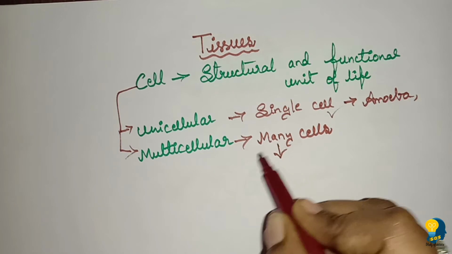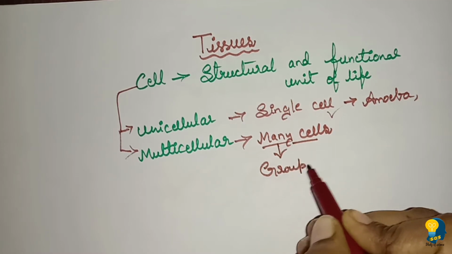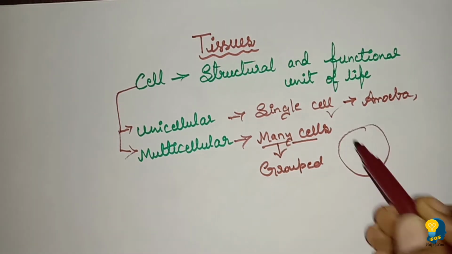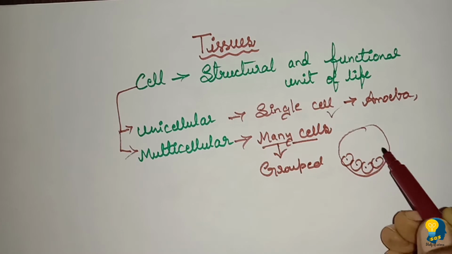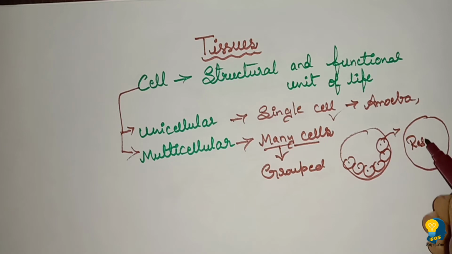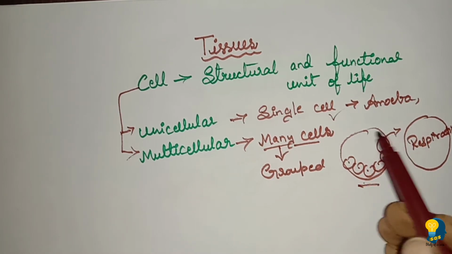Here the cells are grouped. There are so many cells present in the multicellular organism, and these cells are grouped to perform the set of functions, as I told you, digestion, excretion, and so on. A group of cells join together to perform a specific function. For example, here is a group of cells which perform only the activity of digestion. They will not be involved in respiration. The cells involved in respiration only perform respiration. They will not be involved in digestion. So a group of cells performs one specific function, one type of function.